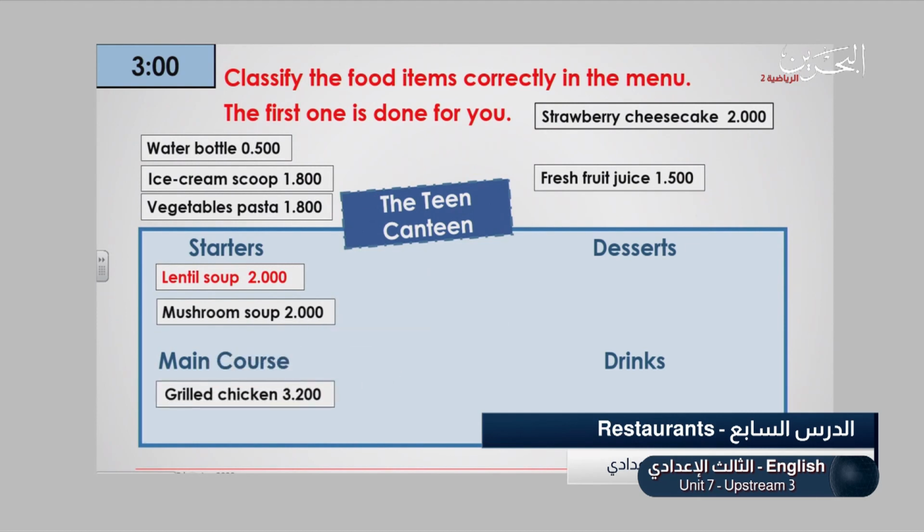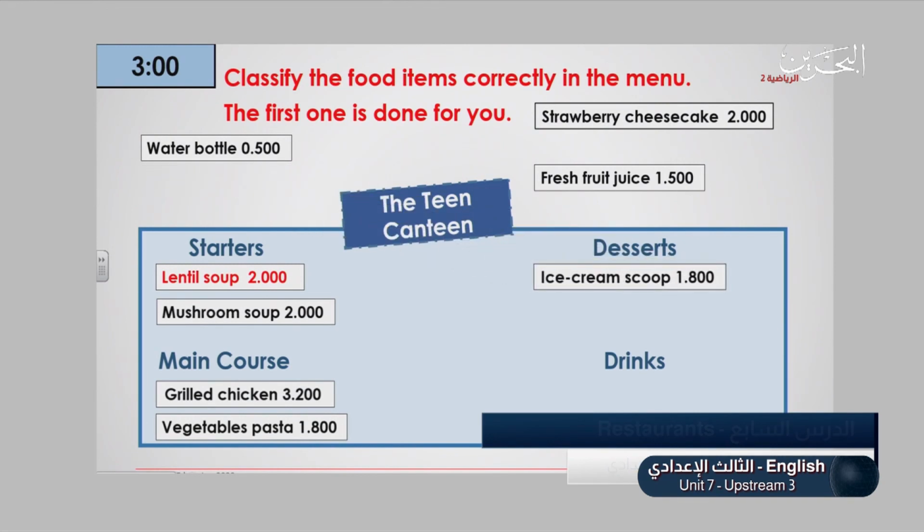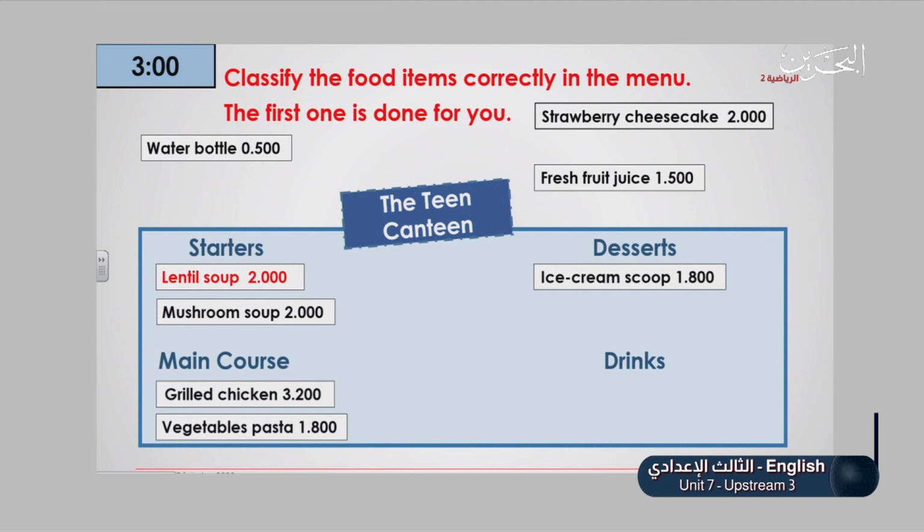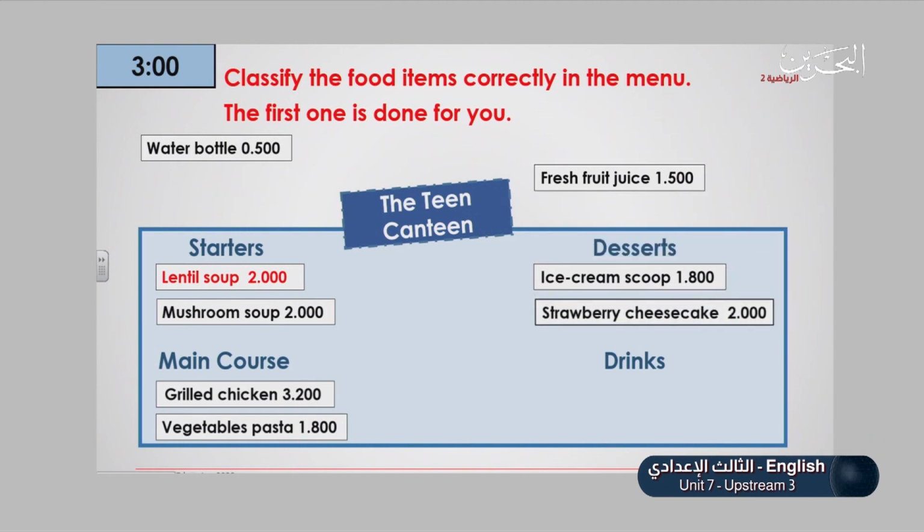Excellent. The grilled chicken is the main course. We have vegetables pasta. For the desserts, we have ice cream scoop, strawberry cheesecake, and last thing we have drinks, for example, water bottle. Of course, your menu should have more than this, but these are just examples.